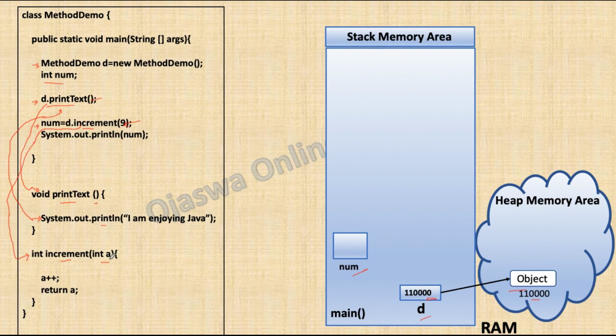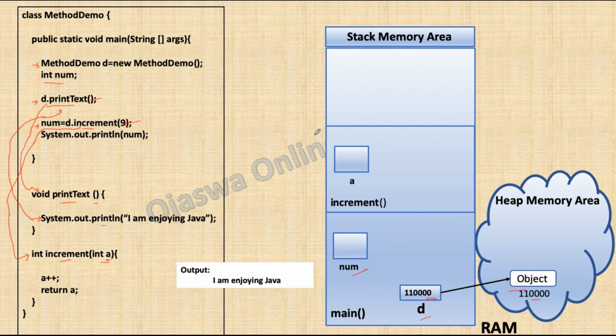So from here, the control goes to the increment method and the argument we have passed is captured by this variable a. Variable a is the local variable to the increment method. So inside the stack, there will be a section reserved for the variables belonging to the increment method. Hence, memory for variable a will be reserved over here. We are passing value 9. This value 9 will be stored inside variable a.